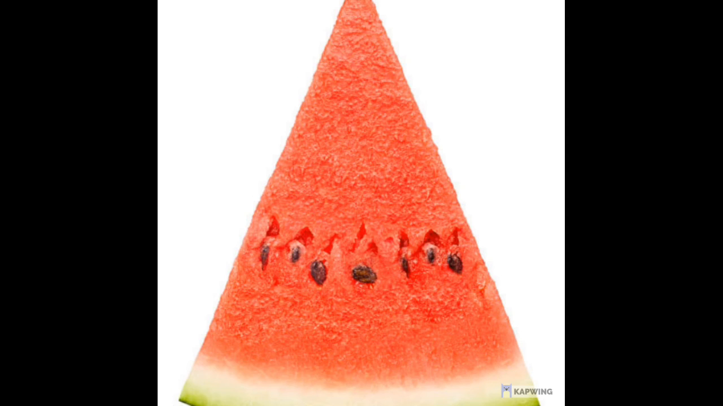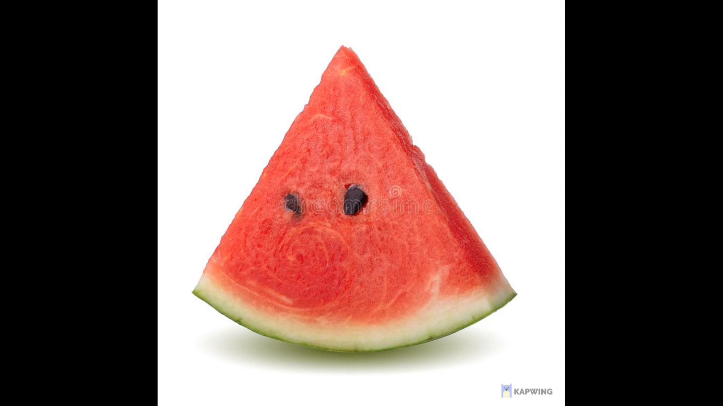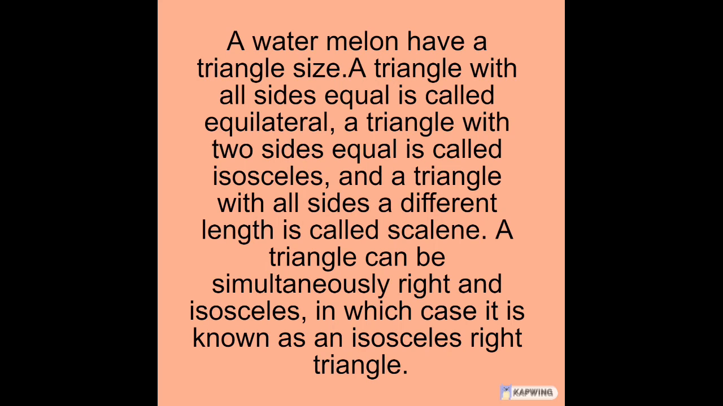Next, we have here a watermelon. A watermelon has a triangle shape. A triangle with all sides equal is called equilateral. A triangle with two sides equal is called isosceles. And a triangle with all sides of different length is called scalene. A triangle can be simultaneously right and isosceles, in which case it is known as an isosceles right triangle.